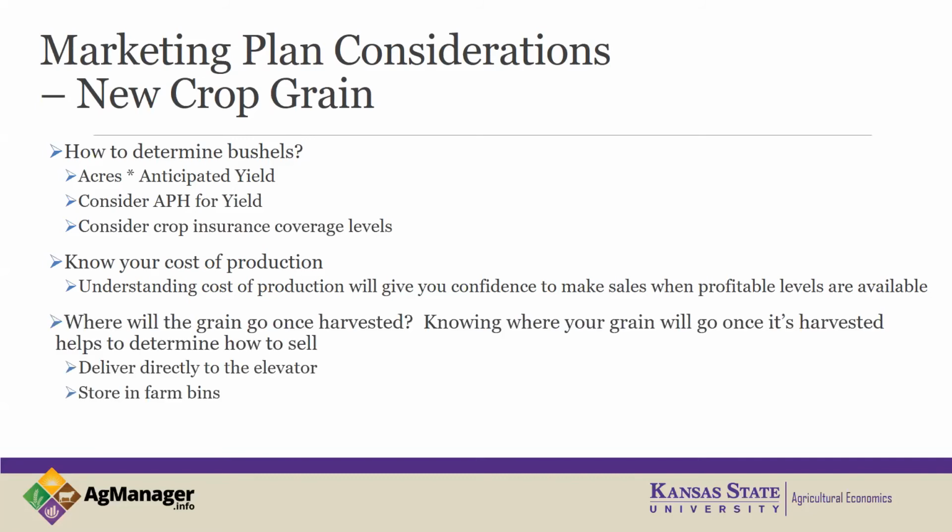Then you're going to have to think about where that grain will go once it's harvested. Knowing where that grain goes once it's harvested will help you determine how you sell it, okay? Whether you're delivering it directly to the elevator or storing it in the farm bins. So it may be a good idea to know that ahead of time, especially if you're trying to anticipate how many bushels you're going to have, just by anticipating that first step up there. And then you'll know how much farm storage you have, and whether part of it needs to go in the elevator or part of it in your bins. Okay. Any questions yet?